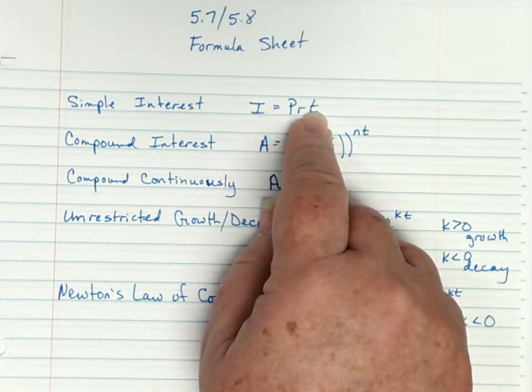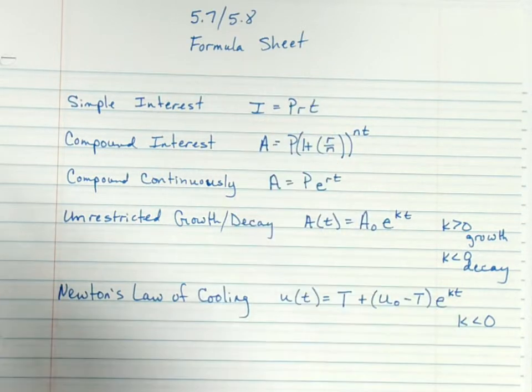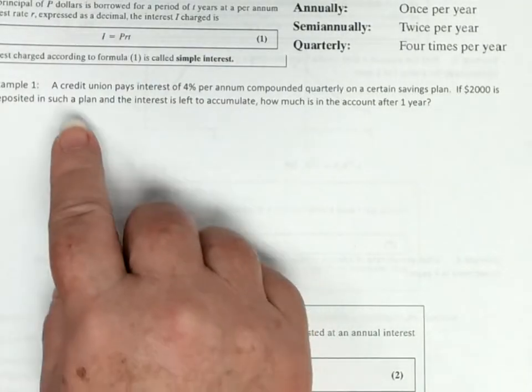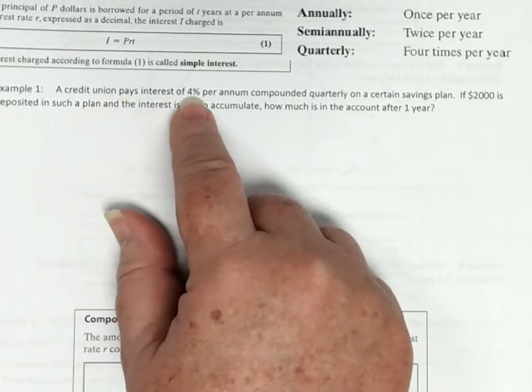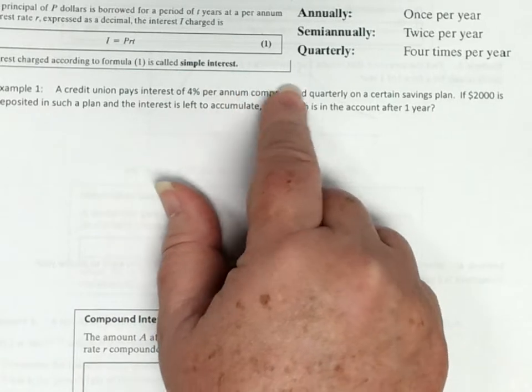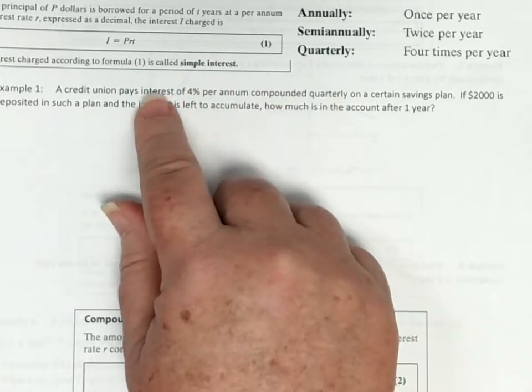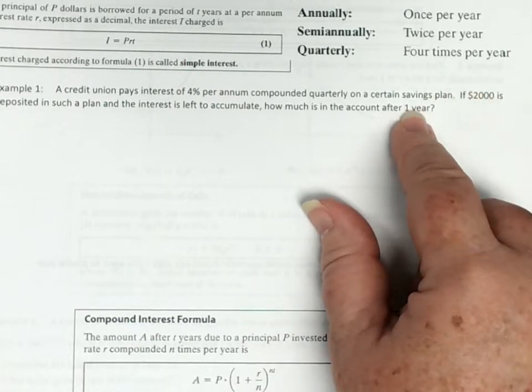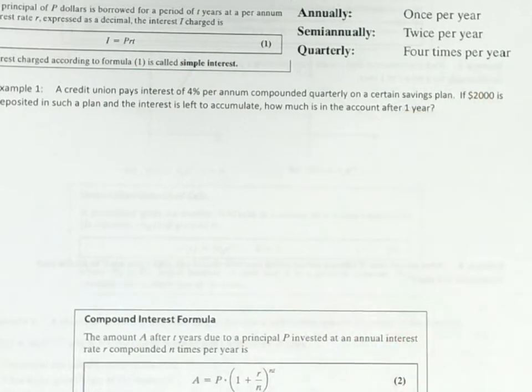And I'm going to show you an example of a problem that would be a simple interest problem. If we were to take this particular word problem right here, it says a credit union pays interest of 4% per annum, that's another word for per year, and we take out the compounded quarterly. We just say it pays 4% per annum. You put in $2,000. How much do you have after 1 year?